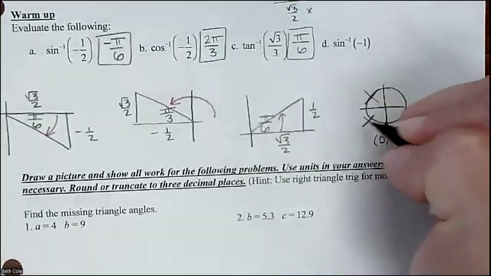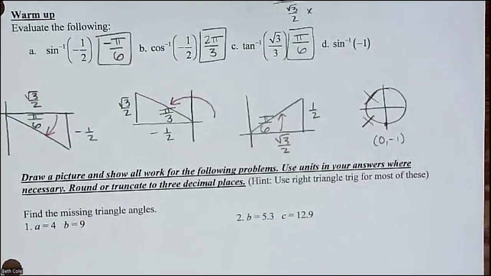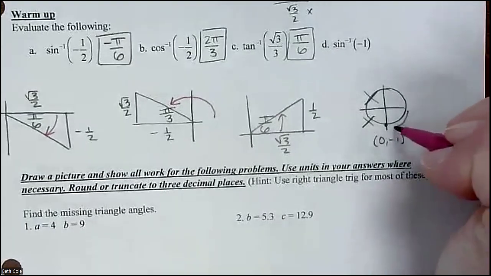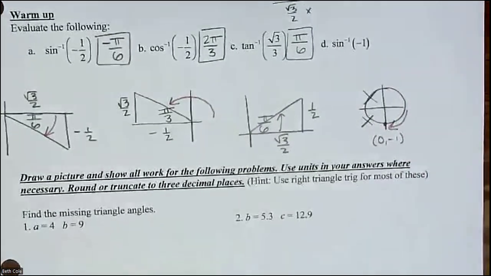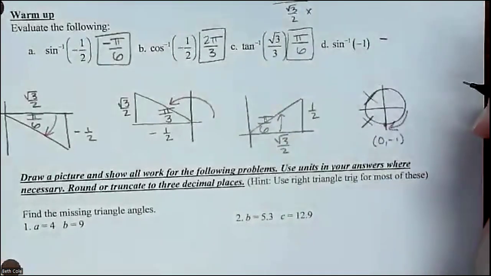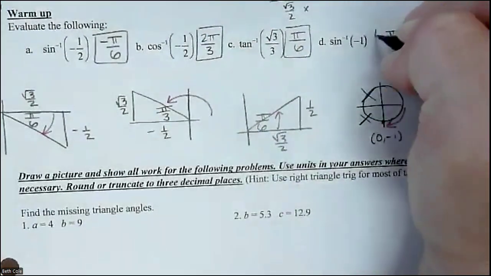But remember, these quadrants don't exist. It's like the bridge is washed out and you can't get to the other side. You have to rotate backwards to get there. So it is going to be negative how much? 2. Good job. Negative pi over 2.